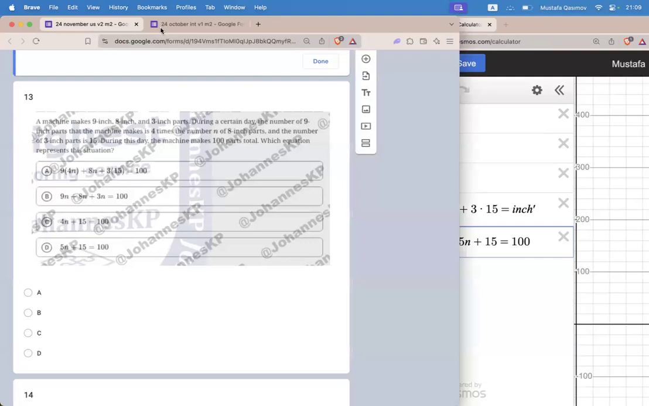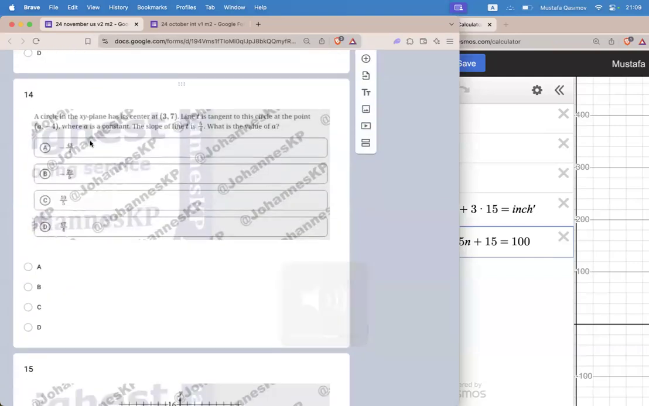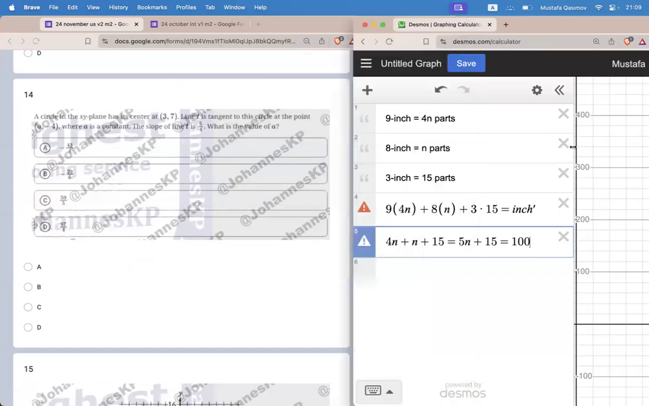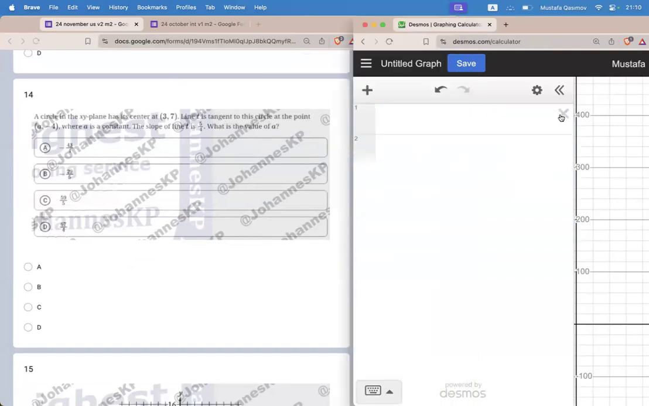Okay. Let's continue. 14 says that a circle has a center of 3, 7, and it is tangent to a line. When we have a tangent line, we can write a formula like that. The tangent line and the radius must be perpendicular to each other, so the slope of the tangent line multiplied by the slope of the radius is equal to -1.